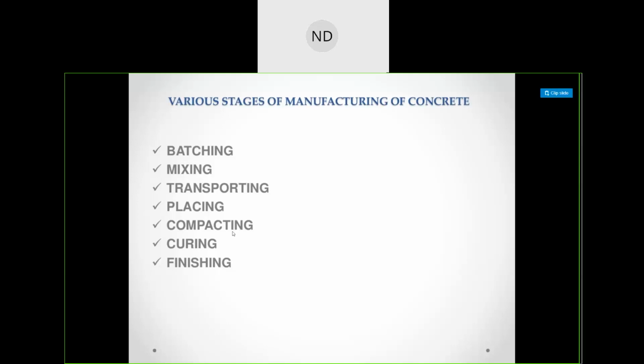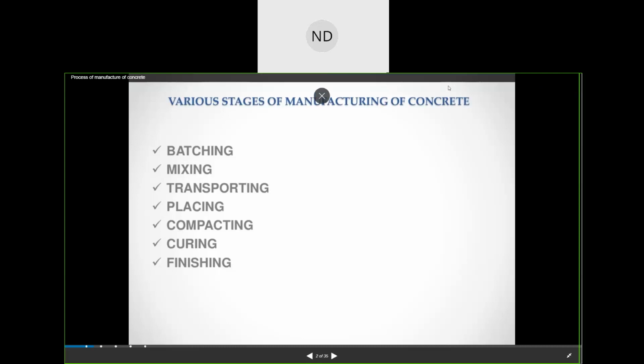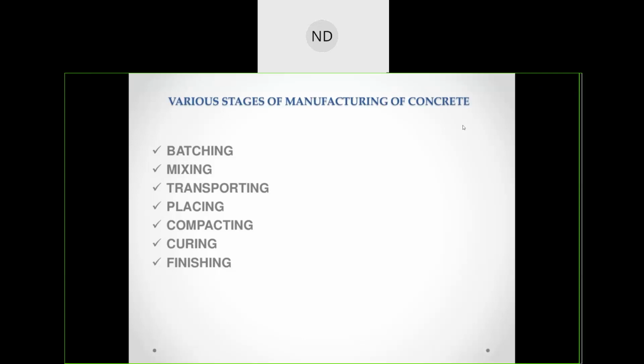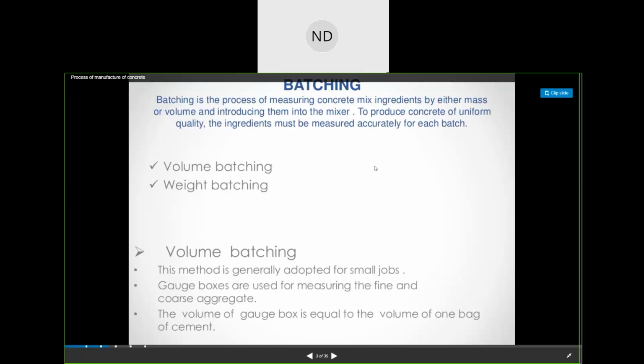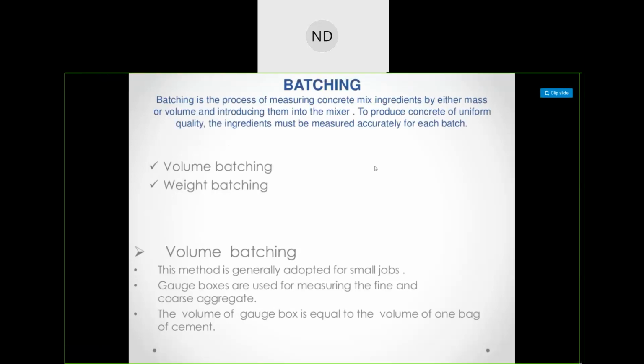Okay, so we'll be talking about the manufacturing of the concrete, how it is done, how the concrete mixtures are prepared for construction. So the first step is your batching, from all these various steps till the finishing part. Wait one minute. Okay, so what is our first step in the manufacture of concrete?